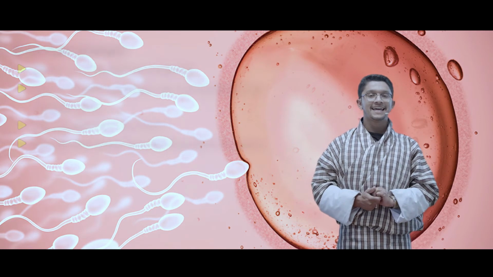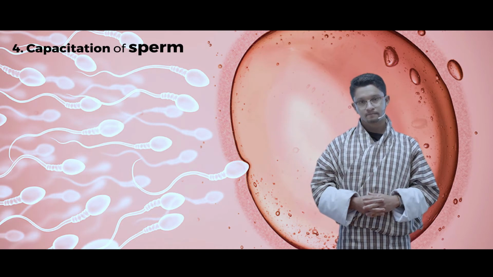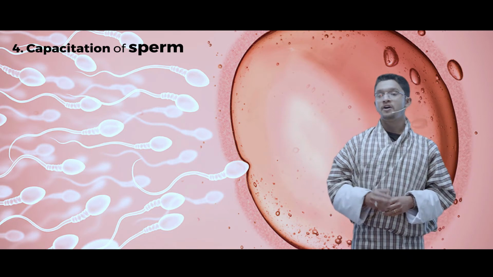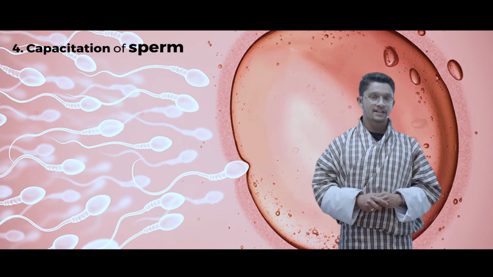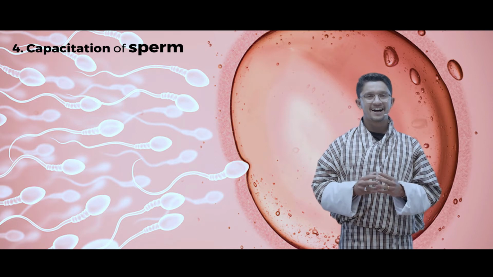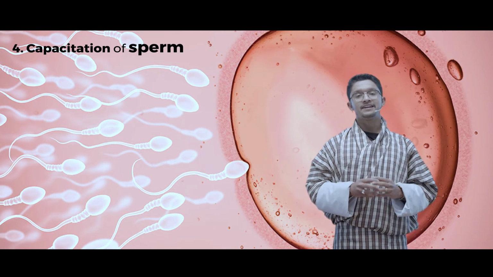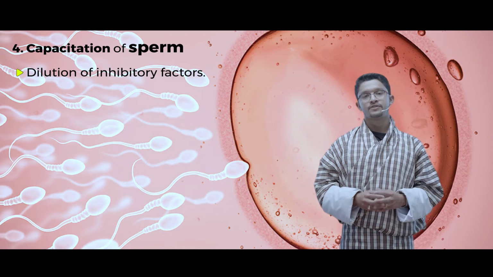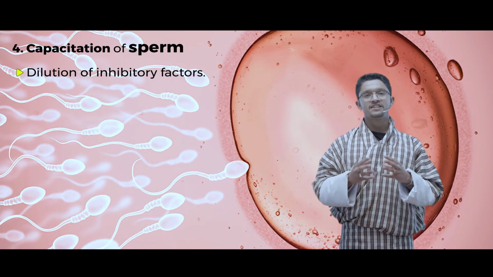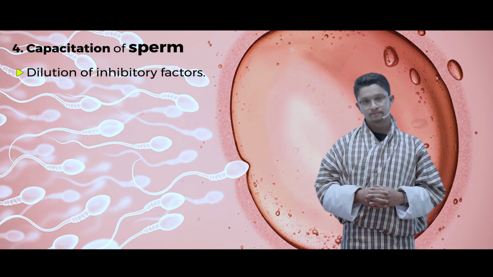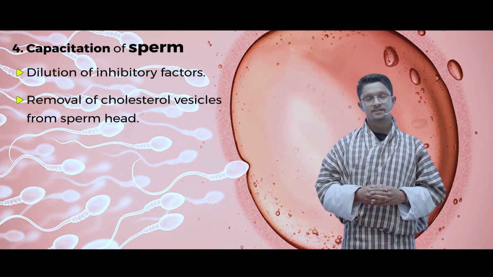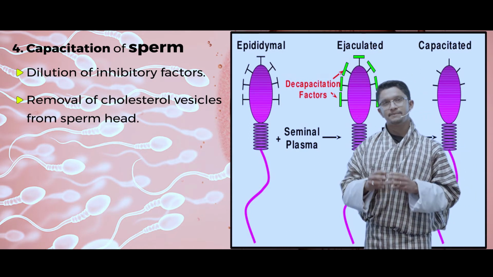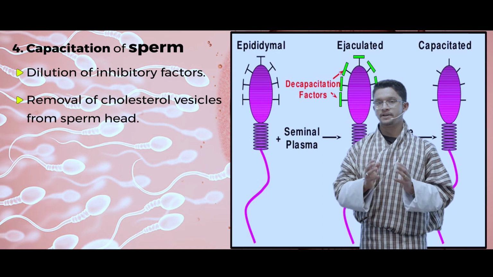step is capacitation of sperm. The sperm cells, as deposited during the sexual intercourse, are not fit for fertilization because they are surrounded by some factors which we generally call the decapacitation factors. So in this step, the decapacitation factors are removed. So during the capacitation process, as you can see in the diagram, a lot of cholesterol vesicles, some antigens are removed from the sperm head.